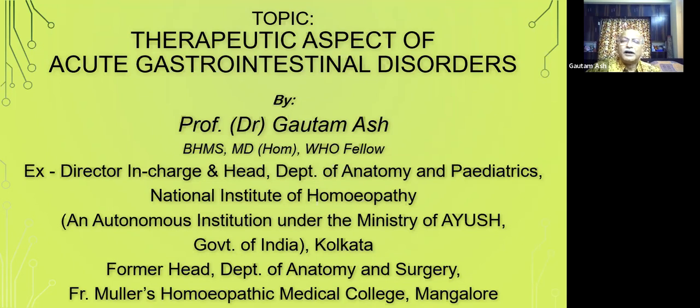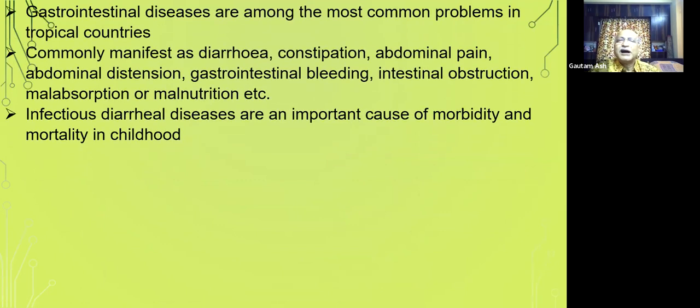Let us start with GI disorders. Gastrointestinal diseases are among the most common problems in tropical countries like India, Bangladesh, or any Asian countries. They commonly manifest as diarrhea, constipation, abdominal pain, abdominal distension, gastrointestinal bleeding, which could be internal or external, with hematemesis or melena, intestinal obstruction, intussusception, malabsorption or malnutrition, etc. These are a few of the many conditions which could be acute or long-term, or chronic.